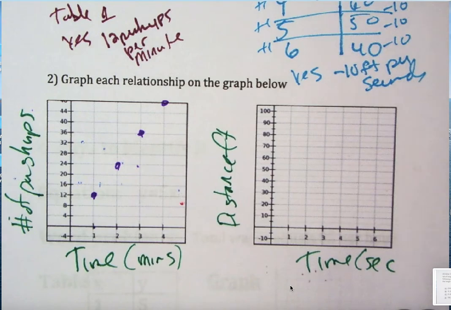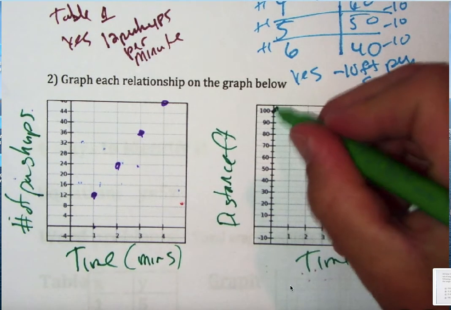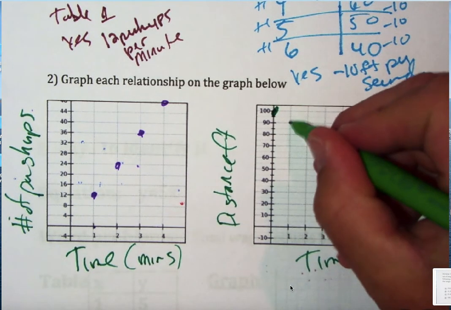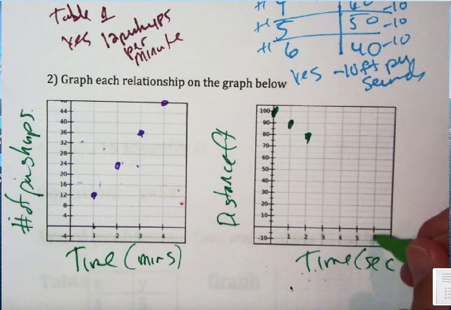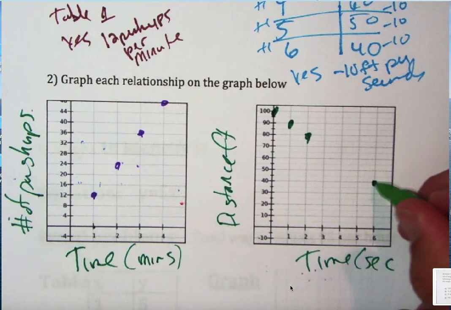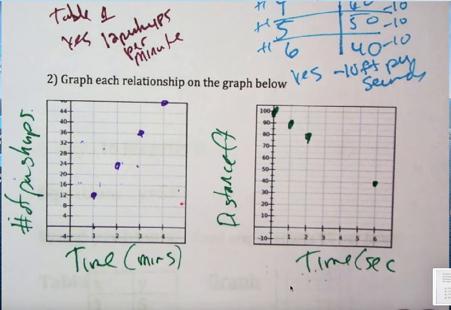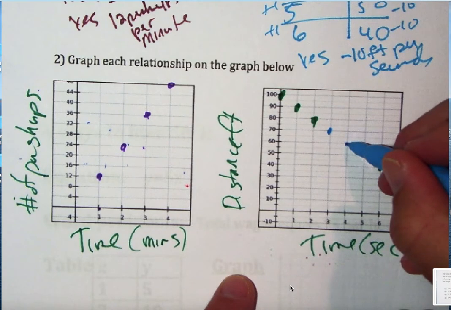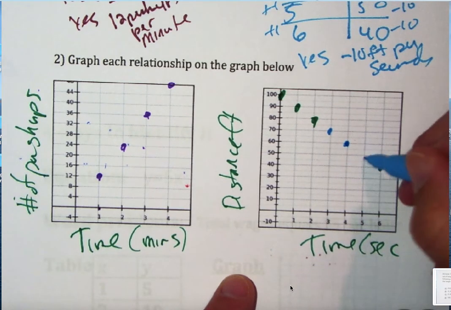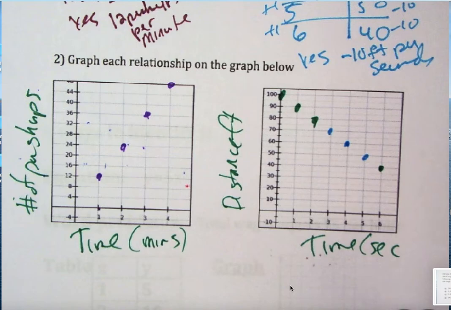in feet. And at 0, it's 100. At 1, it's 90. At 2, it's 80. And at 6, it was 40. But maybe you added the new points, right? The ones that someone else shared: 3, 70; 4, 60; 5, 50. Okay.